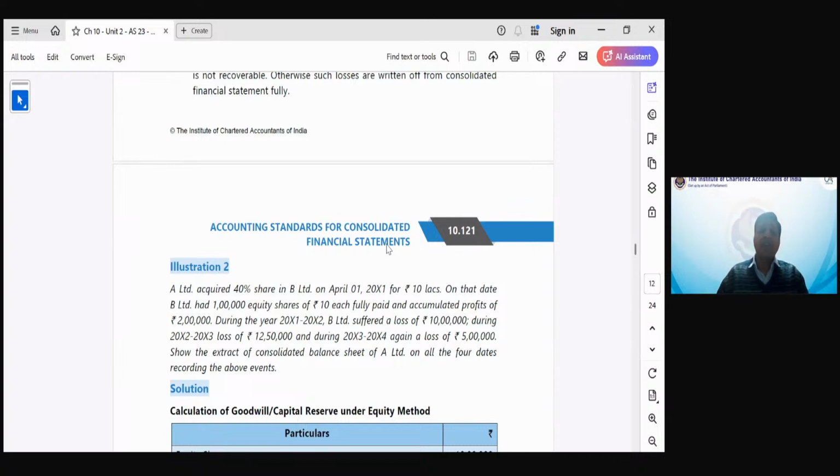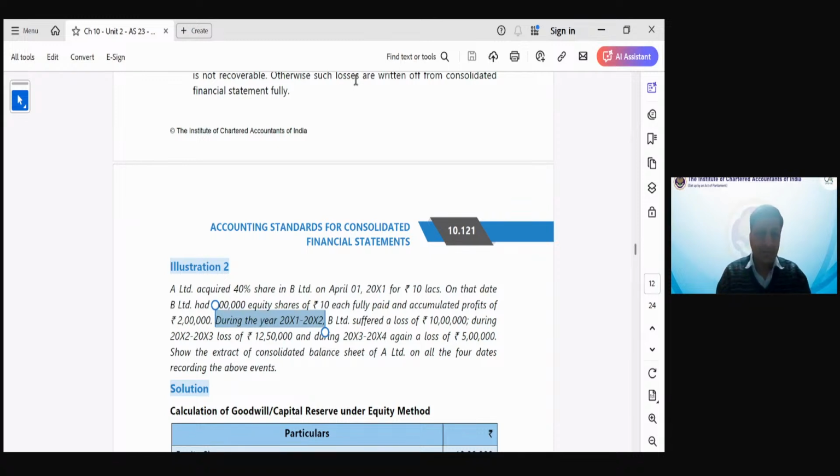During the year X1-X2, after acquisition, B Limited suffered a loss of 10 lakhs. So what is going to be the impact of this loss of 10 lakhs? Very good. Hardik says subtract this from the cost of investment, or you can simply say that this will reduce the net assets. Correct? That's what Vibhor is saying.